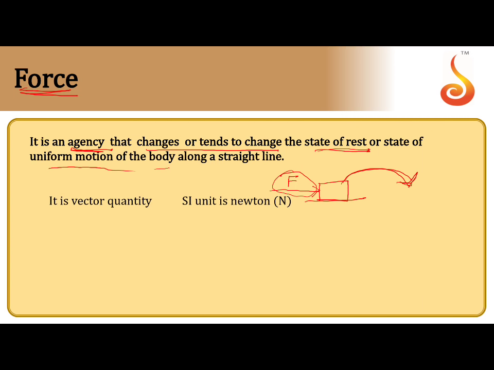In the same way, when a body is in motion, it will have velocity. Velocity means it has magnitude and the direction. An external agency which will either change the magnitude or change the direction of the body or both of them will lead to a change in the velocity. It will change the state of uniform motion of a body. That agency will be called as force.